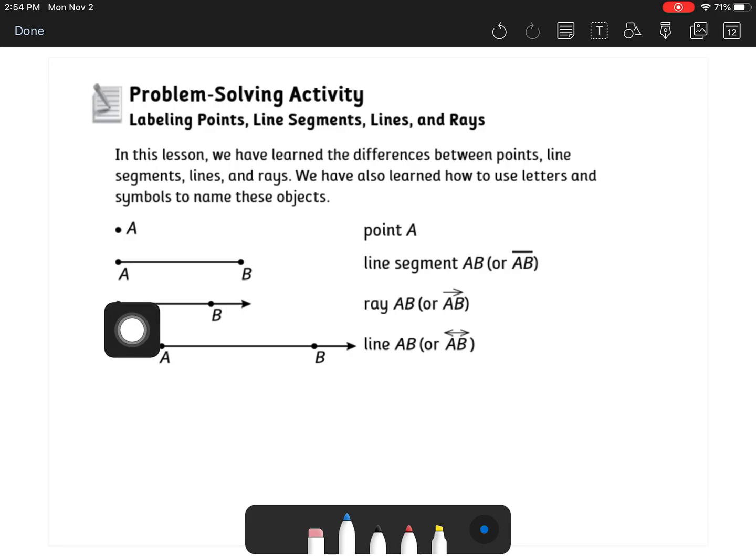A ray has a starting point, but then it keeps going forever on one side. So ray AB, we have 2 dots on there, but then we have an arrow at the end. And then a line extends in both directions forever. So line AB would have an arrow on each end.